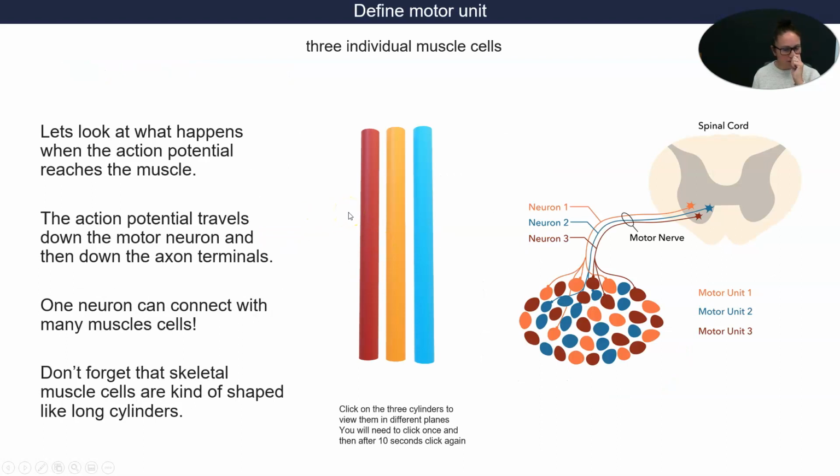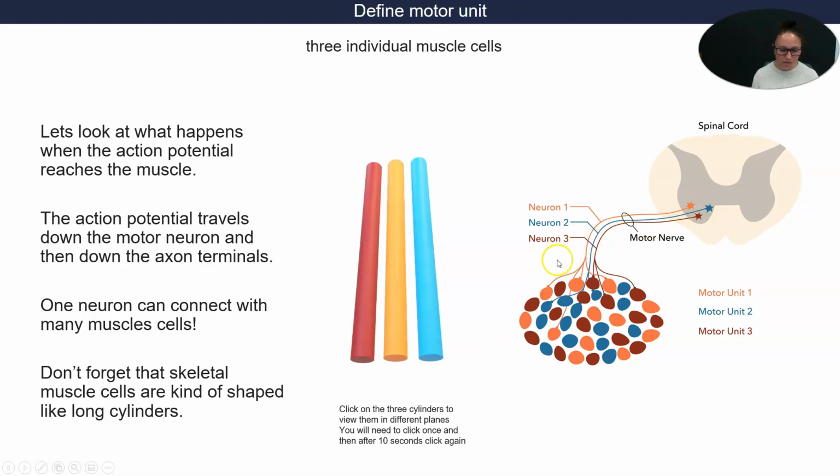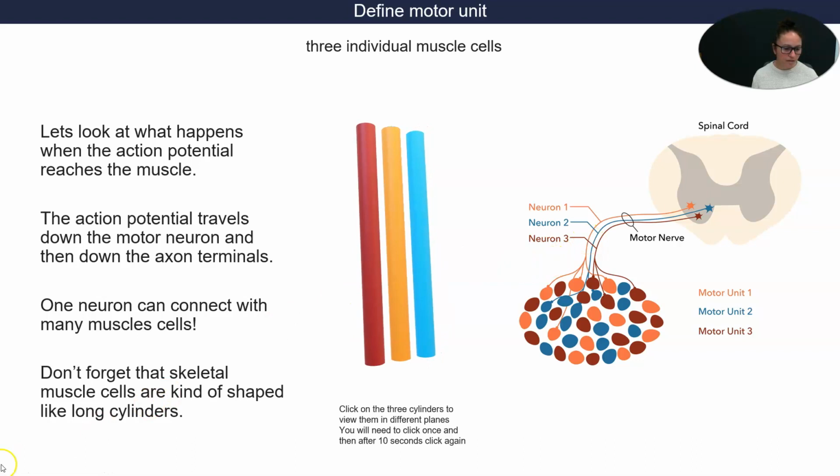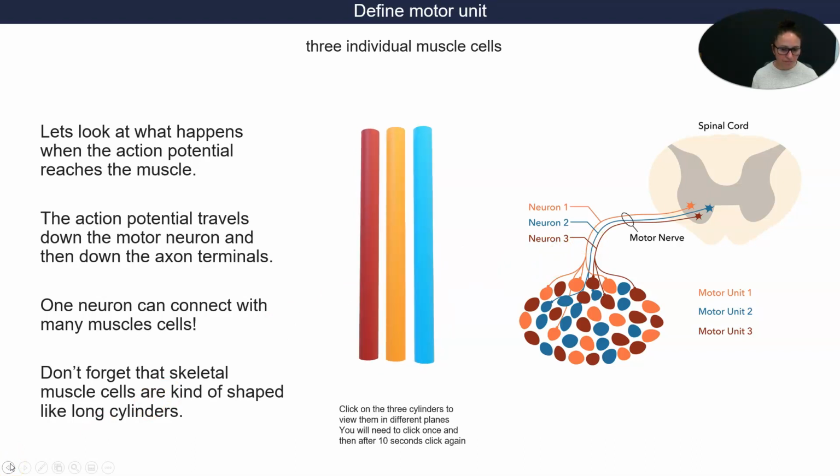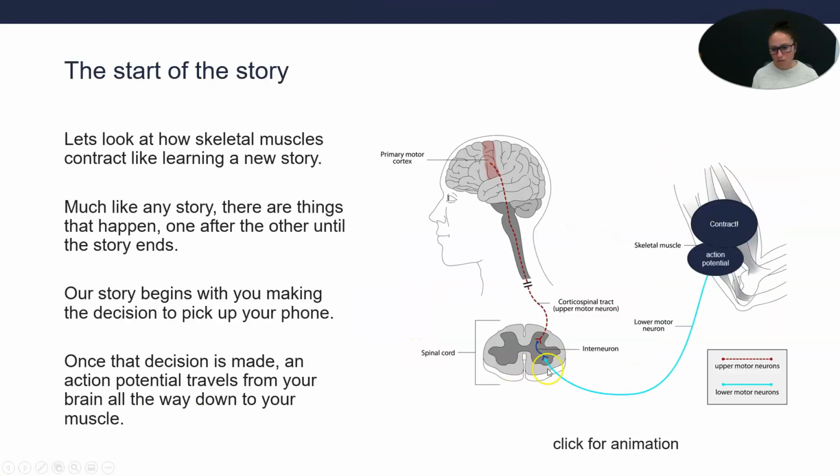All right, so what we're going to do is spend a little bit of time looking at muscle cells. So here is just the spinal cord and we're just looking at the lower motor neurons here. So if we go back a slide for a second, we're just looking at this for now, this part here.